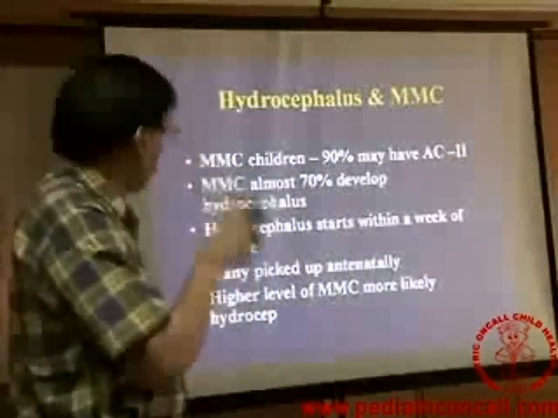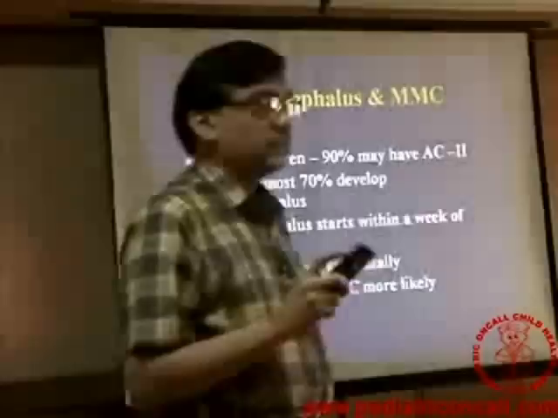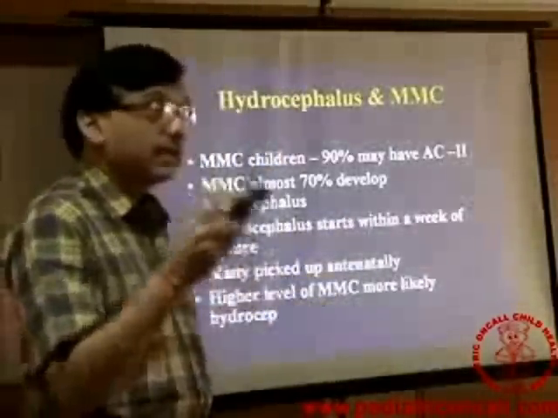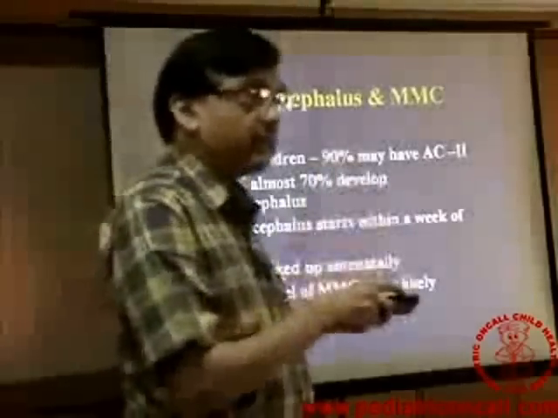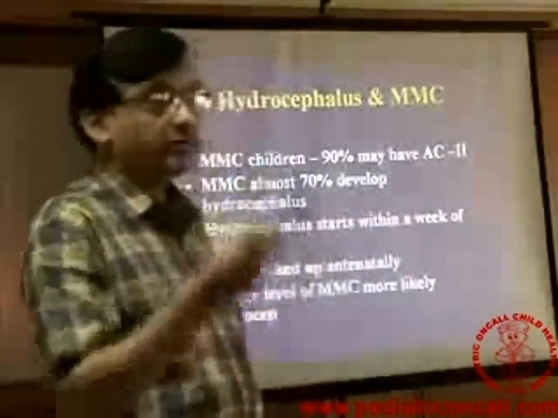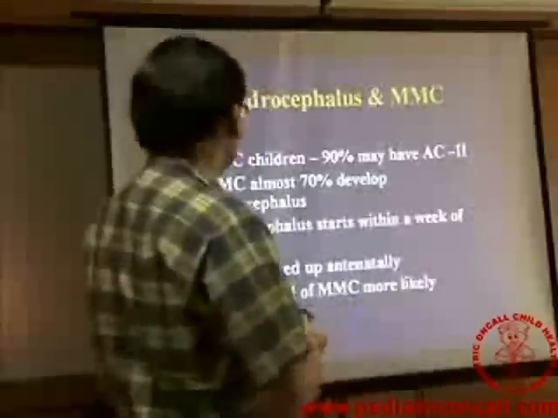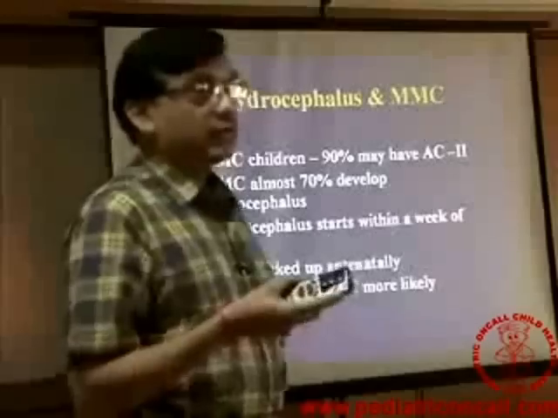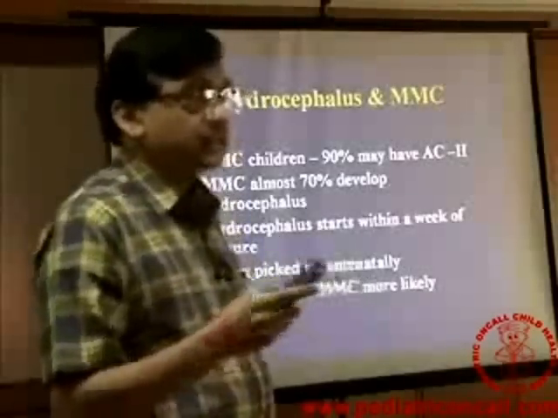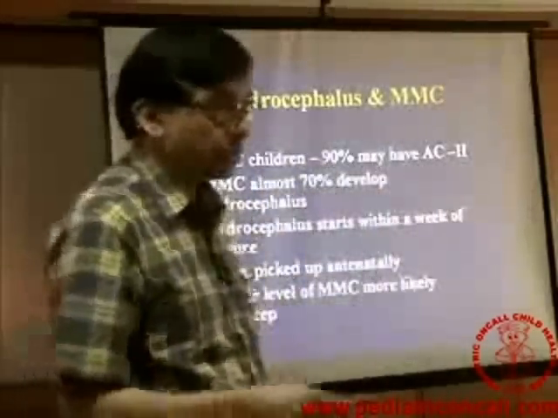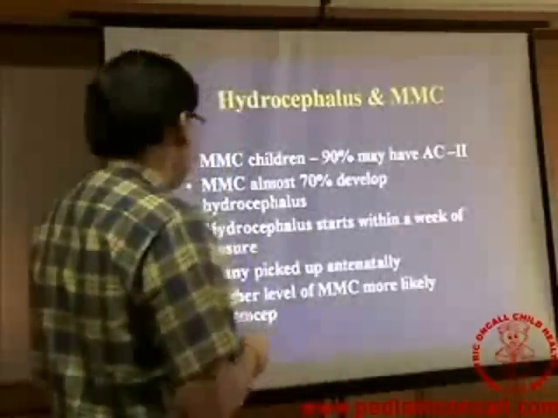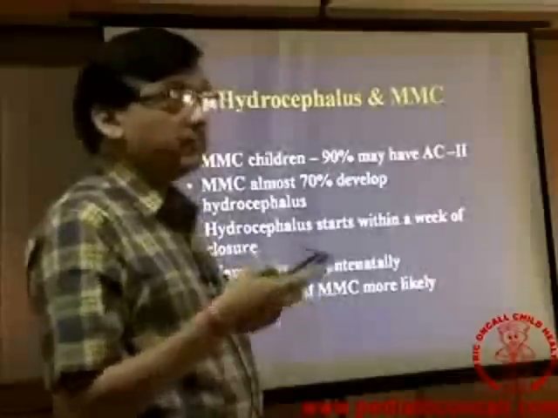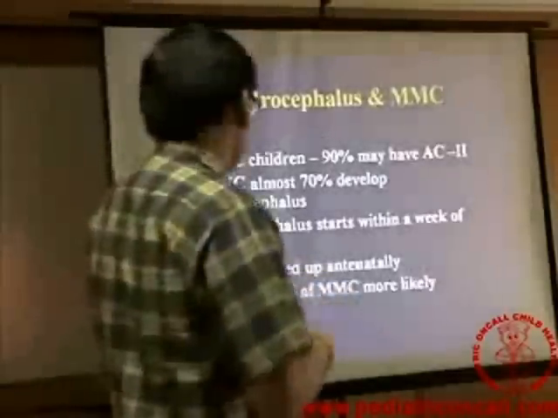This is what I was saying with meningomyelocele. 90% of the children with meningomyelocele may have an Arnold-Chiari type 2 malformation, and therefore hydrocephalus may be present at birth, or it may develop soon after the surgery on the meningomyelocele. And this hydrocephalus usually starts, as I said, within a week of closure. When we excise the excess of the membrane and do the closure of the meningomyelocele, that's when the hydrocephalus starts blowing up. And if you are not careful or not following up, you may miss the hydrocephalus and it may give rise to parenchymal brain damage.